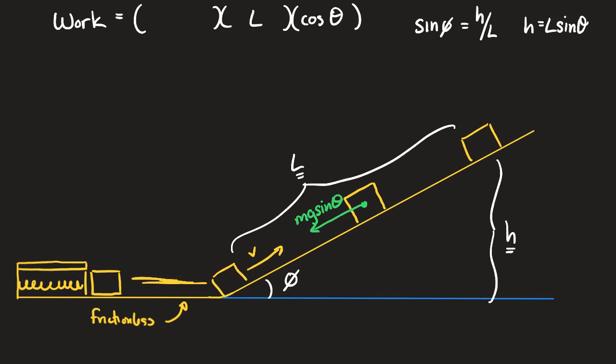Cosine theta. I'm leaving it as theta right now. I'll have to figure out what that angle is in just a minute. The box is going to go a distance L up the ramp, but the force of gravity acting on the object as it goes up the ramp will be mg sine theta.